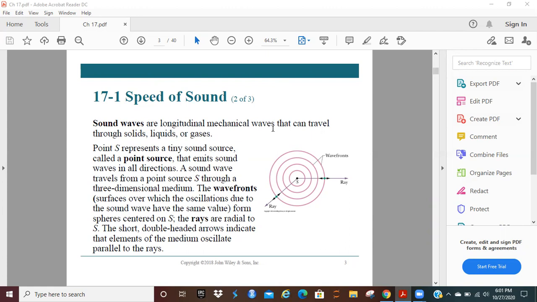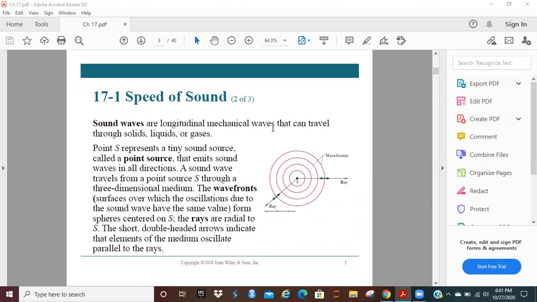A sound wave is going to travel from point source S through some sort of three-dimensional medium. The wave fronts are going to be those little circles that you see, and they're going to be the surfaces in which the oscillations due to the sound wave have the same value, basically the same phase. And these wave fronts form spheres centered on S, assuming that you have a uniform density and things of that sort in the medium. The rays are radial to S.